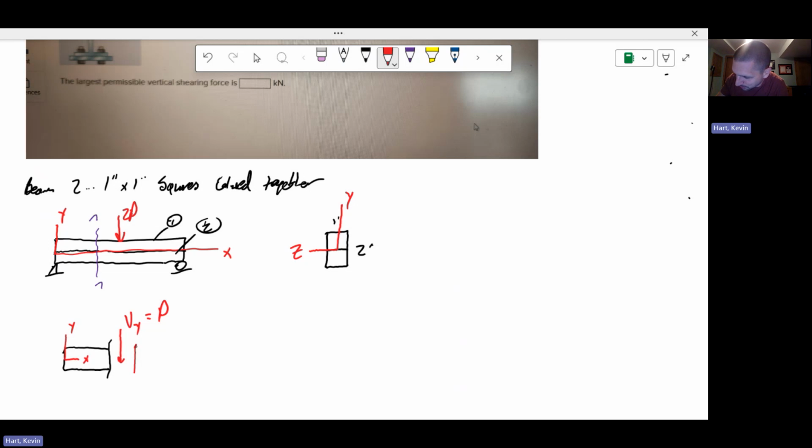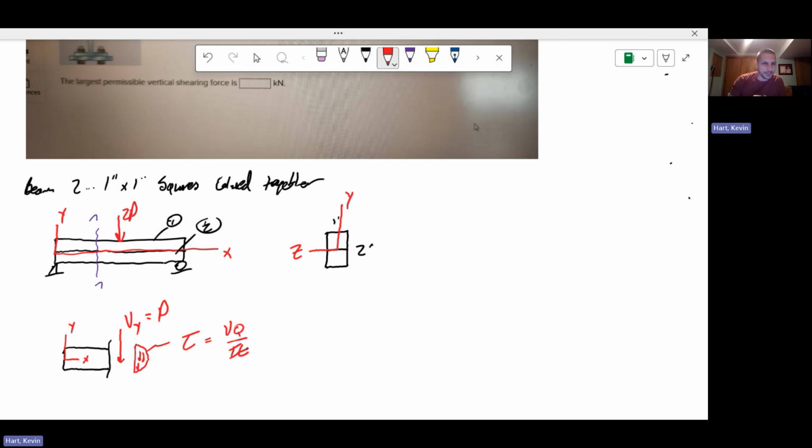That's going to have a distribution that looks like this, right? Maybe you've seen this before, maybe you haven't. But this is your shear, and this is going to be VQ over IT. It goes to 0 at the top and bottom. It's the greatest in the middle. All right? That's nice. But this is missing a lot of additional information that you actually end up needing for the bolt problem that you have.